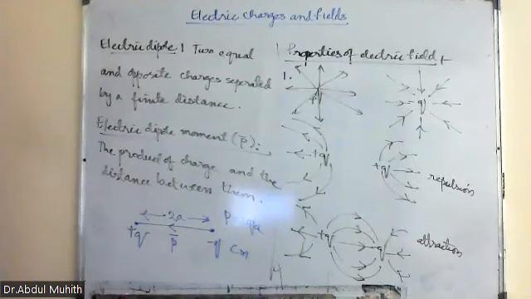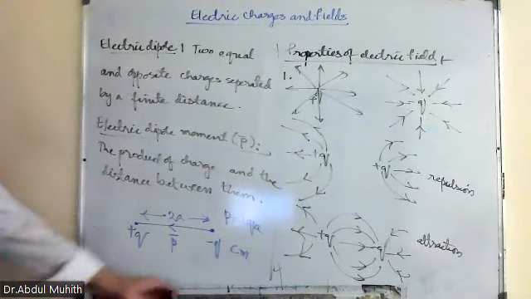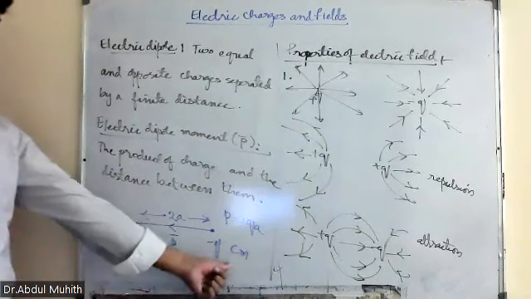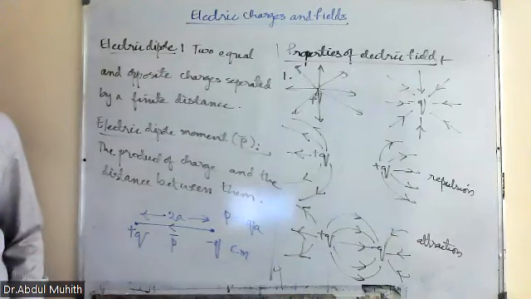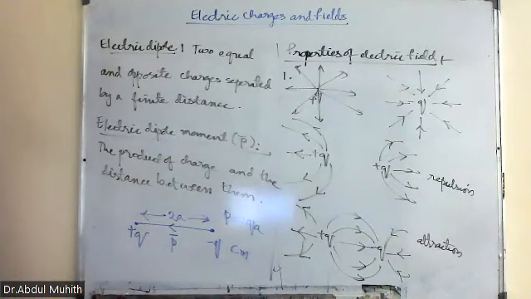The product of charge and the distance between them is said to be electric dipole moment, and P is equal to 2qa, and the unit is Coulomb meter. Not centimeter, it is Coulomb meter. Got it, all of you?